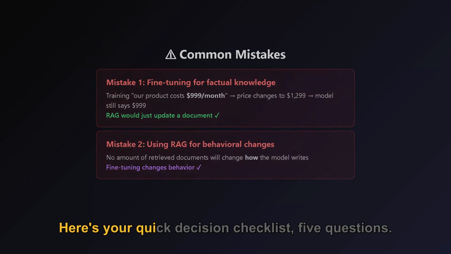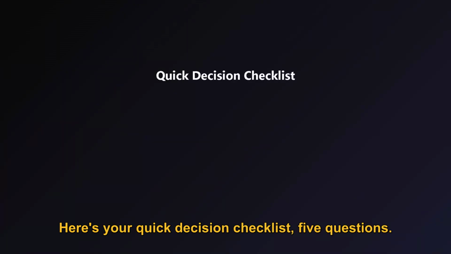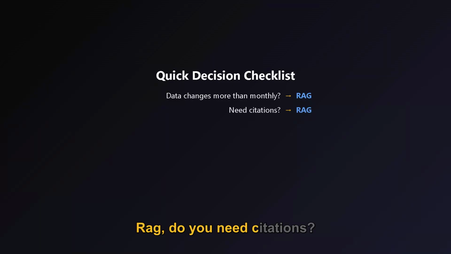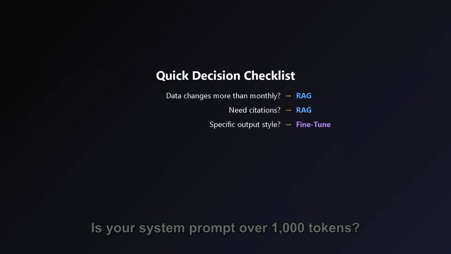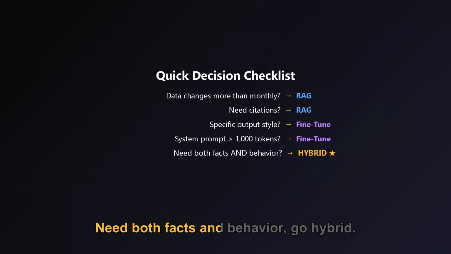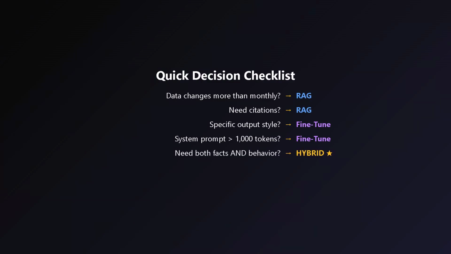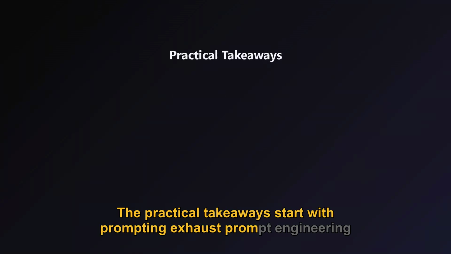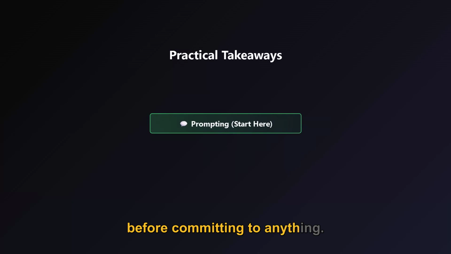Here's your quick decision checklist. 5 questions. Does your data change more than monthly? RAG. Do you need citations? RAG. Do you need a specific output style? Fine-tune. Is your system prompt over 1,000 tokens? Consider fine-tuning. Need both facts and behavior? Go hybrid.